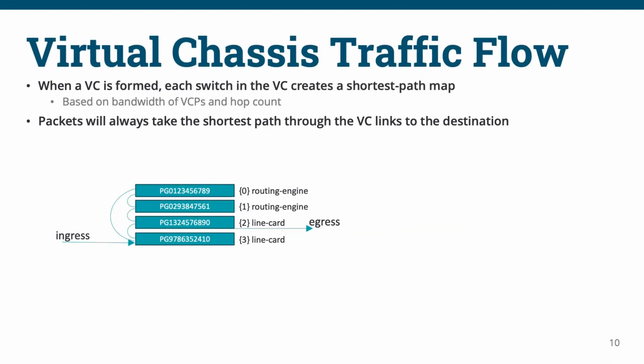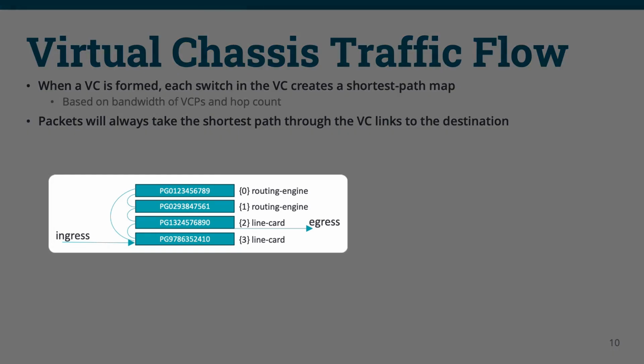When traffic comes in one line card in the VC and is destined for a port residing on another line card in the VC, it will take the shortest path through the virtual chassis ports to reach the destination. When the VC comes online, a shortest path map, based on the bandwidth of the VC ports and number of hops, is created to help facilitate this. As we see here, if a packet comes in on member 3 and is destined for a port on member 2, it would traverse the link directly connecting the two, as this is the shortest path between the source and destination.